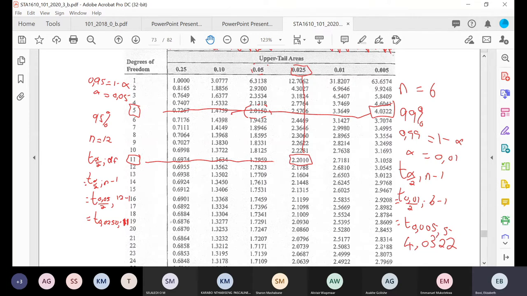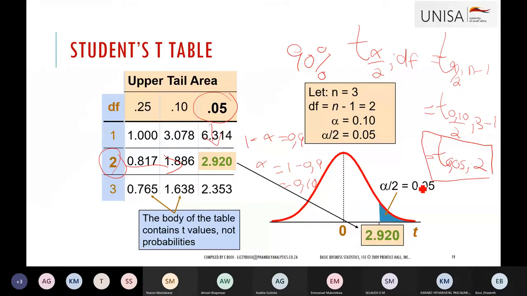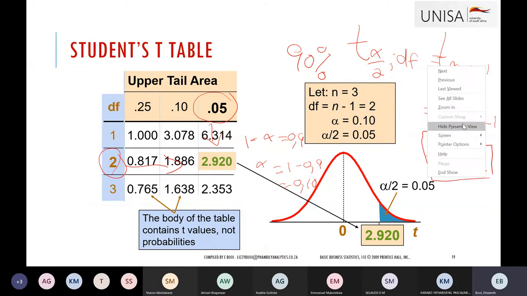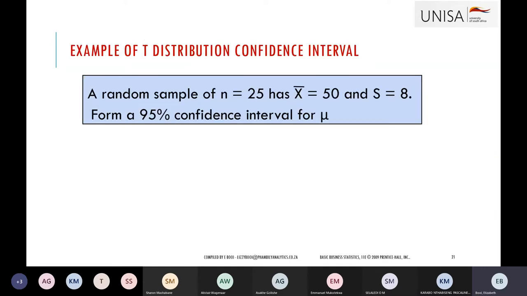Do you know how to find the critical value on the T table? So let's do an example so that we can find more activities that we can use. Okay. I'm not going to go too much into this slide because that's what we just explained right now. Let's look at an example.